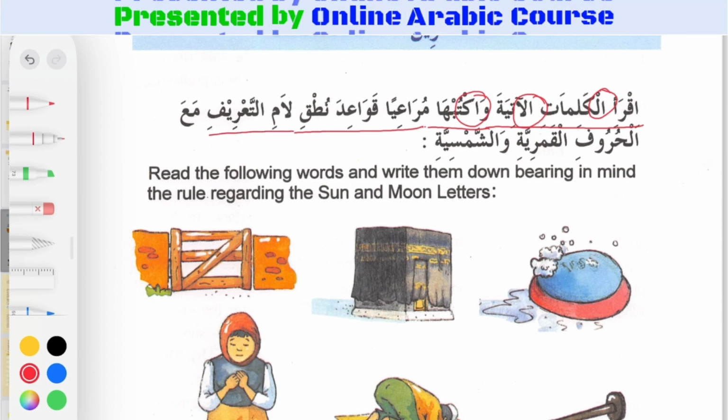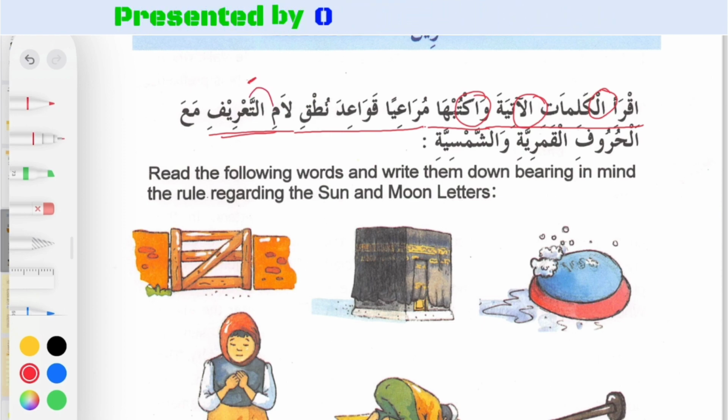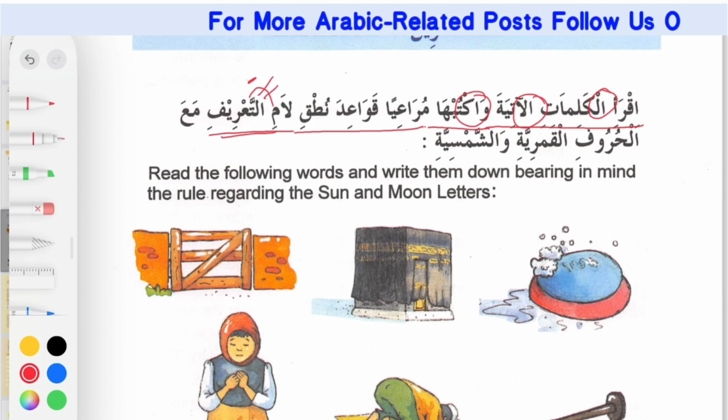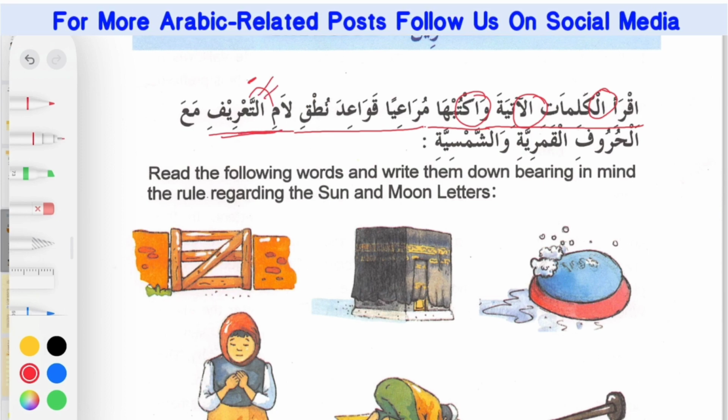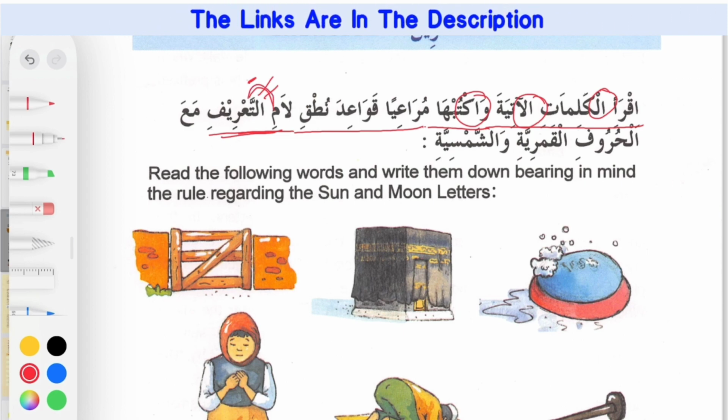لام التعريف. Look, لام التعريف. We combine mim with ta because ta is the sun letter. That's why we will not read lam and we will not read alif also because of combining. So while combining we will read mim with ta here.